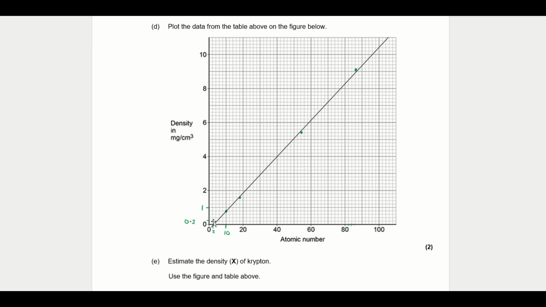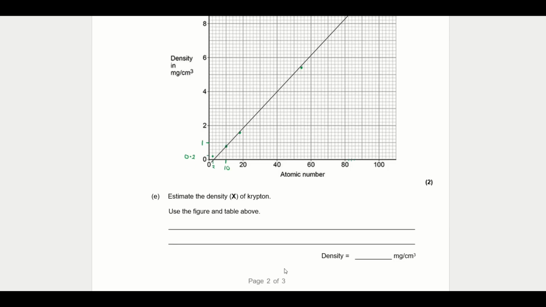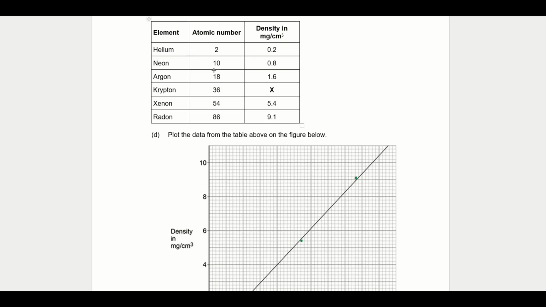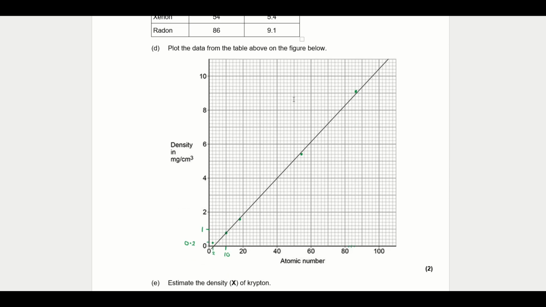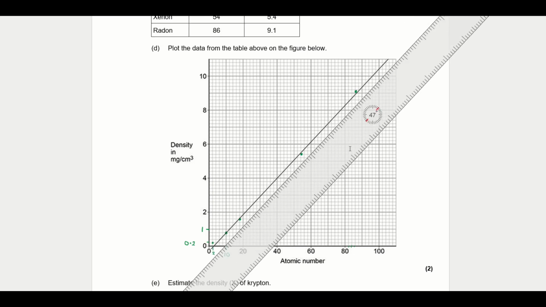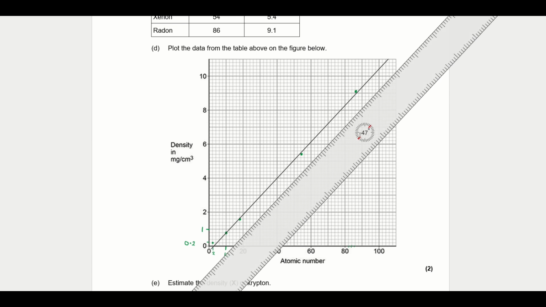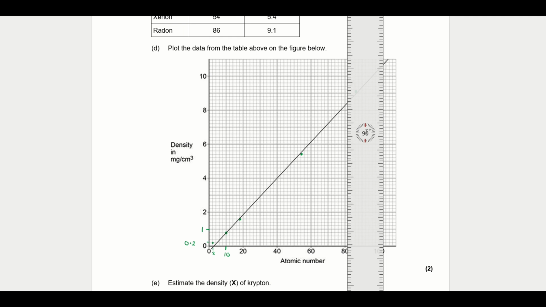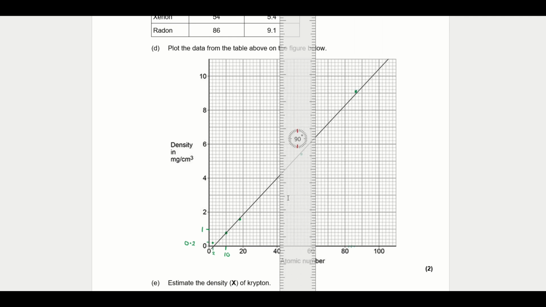So the second part now, it says estimate the density of krypton from the figure above. Now this is quite a tricky question because we've been given krypton's atomic number, which is 36, and we're going to have to read off the graph. So what I'm going to do at this point is take my graph and look purely for the number 36. I've got my ruler ready, and I'm just going to swing the ruler right round and align it straight, so we've basically got it lined up with the number 36.